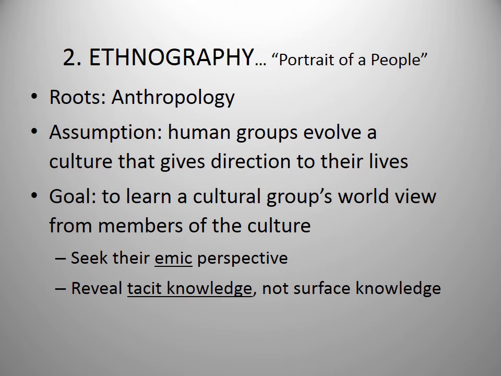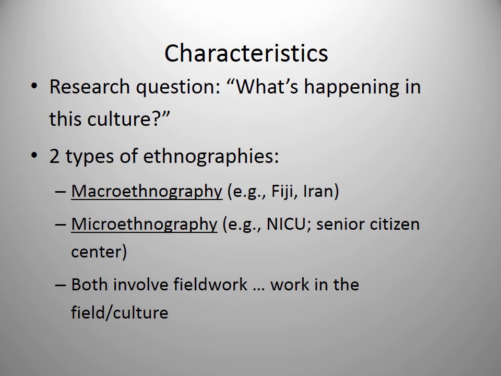You've seen ethnographical reports on TV. Some of our reporters get an ethnographical report. An example I can think of is reporters that are embedded with the military. That's a type of ethnography. Characteristics. What's happening in this culture? 2 types. Macroethnography. Examples would be like Fiji and Iran. And then micro. So NICU, Senior Citizen Center. So obviously macro is on a large scale and micro is on a smaller scale. Both involve field work. You got to live in this culture.